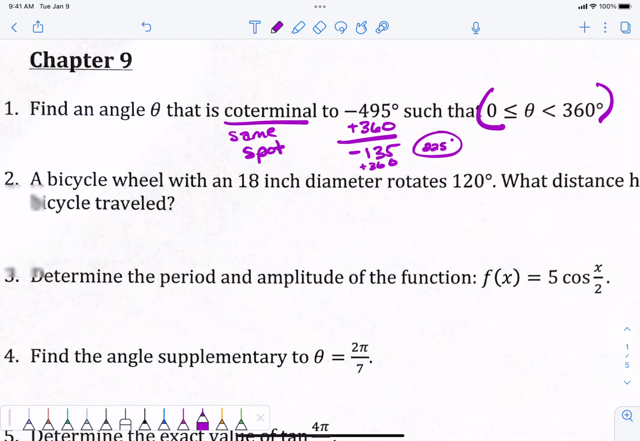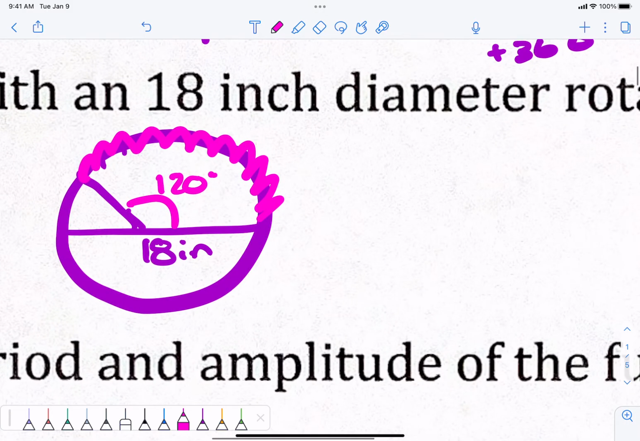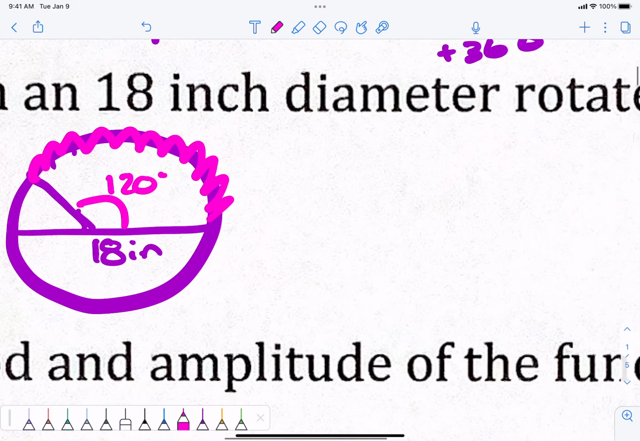I'm going to draw a picture for the next one. A bicycle wheel, 18-inch diameter, rotates 120 degrees. How far has it gone? What is the distance that the bicycle has traveled? We're talking about this distance right here. That is part of the circumference, so we're looking at the circumference, 120 out of 360.